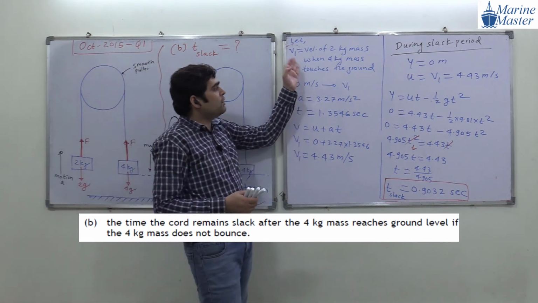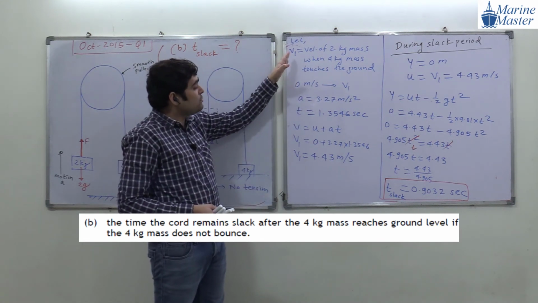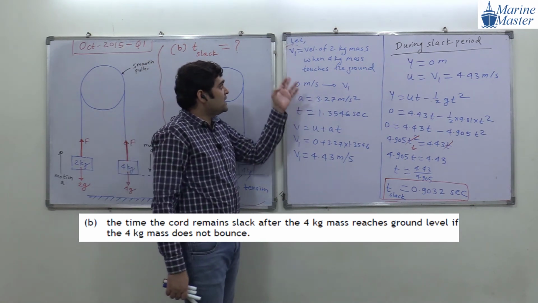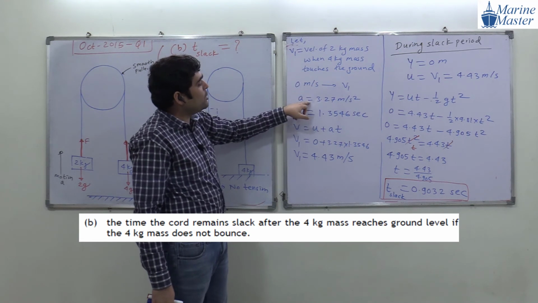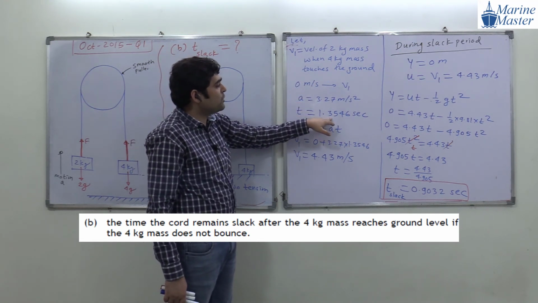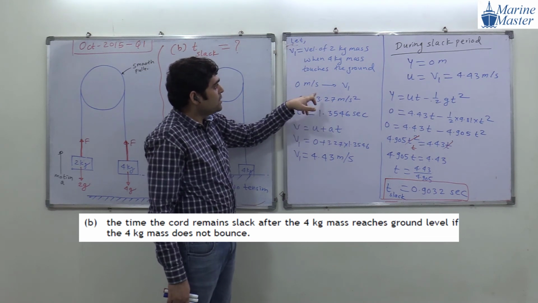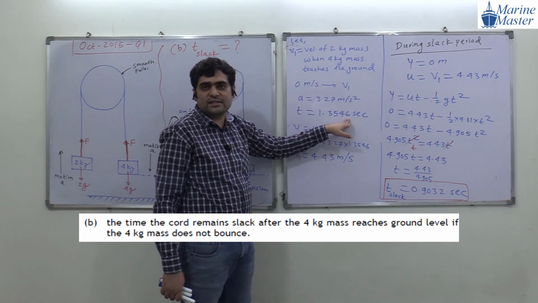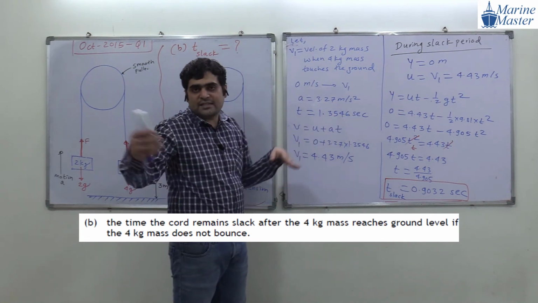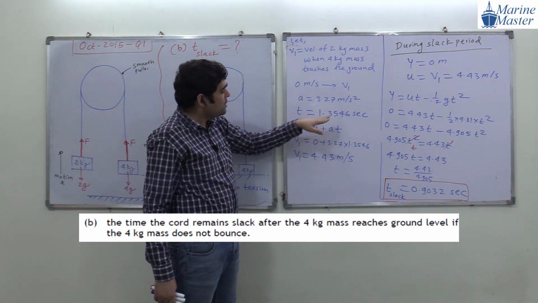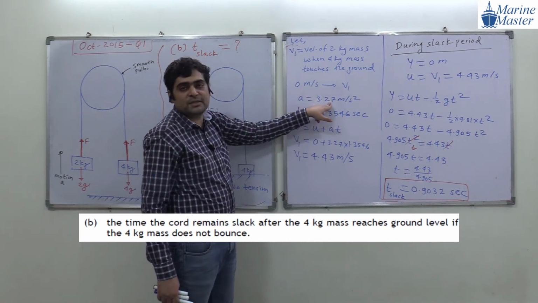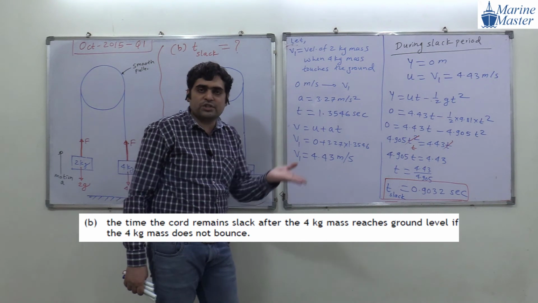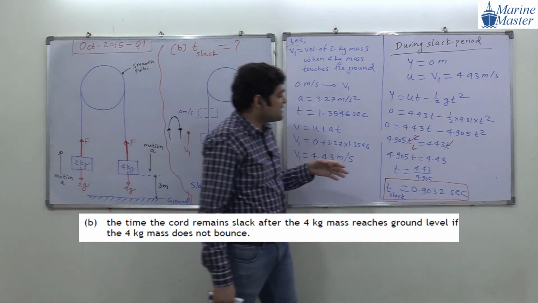Now we have calculated velocity v1, and until achieving v1 we have an acceleration of 3.27 meters per second squared. In how much time have we achieved the velocity v1? We achieved it in 1.3546 seconds. That is our answer of the A part. In this much time we achieved the velocity using this acceleration. Then we calculated v1, so we have the velocity of this 2 kg mass. With this velocity, the slack period starts, and it will last up to this time.